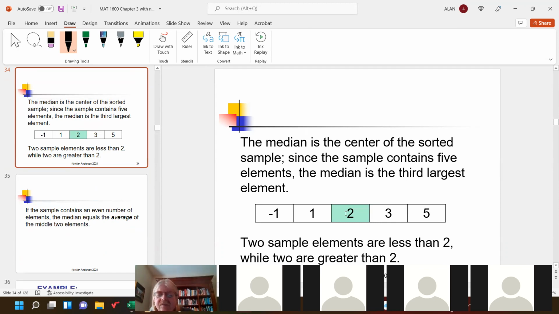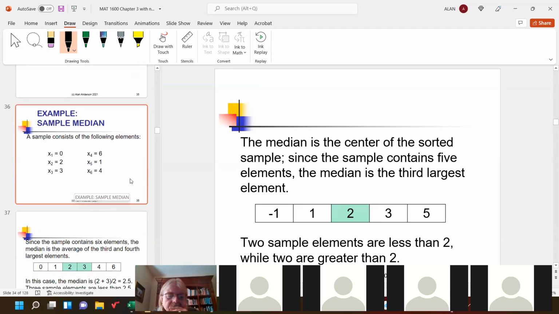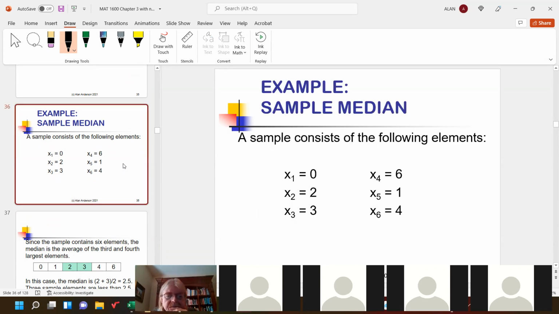Now, here's the complication though. This was possible because we have an odd number of values in the sample, 5. But what if there had been an even number of values? Let's say 6. What would we have done? Well, let's find out by looking at another case. Here the values themselves are different, but we also have 6 elements instead of 5. So here we go. These are the 6 elements. And once again, the first thing we want to do is sort them from the lowest to the highest.